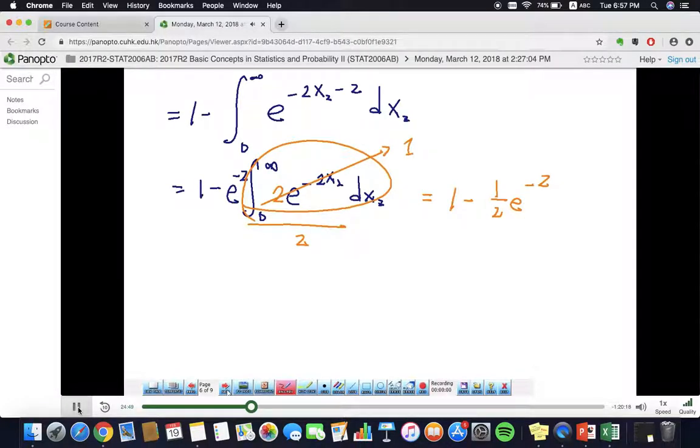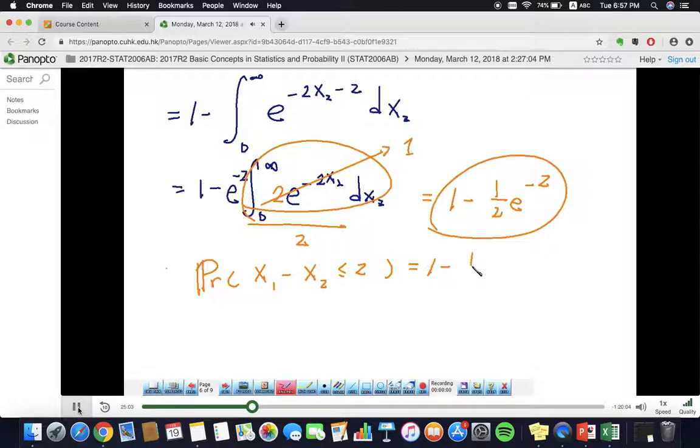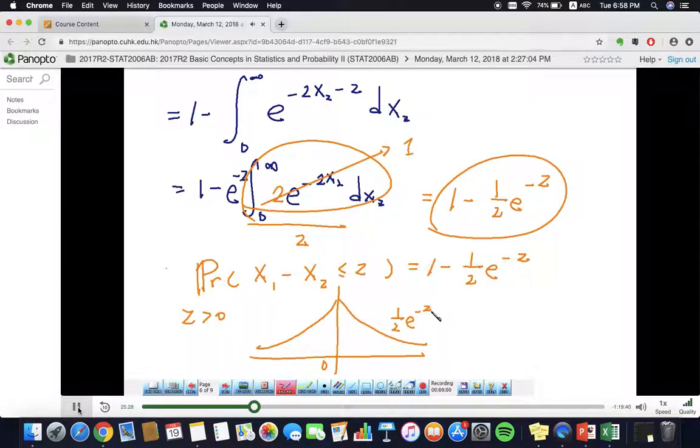Okay, if we try to differentiate this guy, now let me write it down. So x1 minus x2 less than or equal to z. Apparently we have 1 minus half e to the power minus z. But actually we are talking about z bigger than 0. We haven't yet talked about z less than 0. The density function is actually symmetric around 0, and it is symmetric in this way. Each of them is equal to 1/2 e to the power minus z. This is the density function. So we have 2 halves here.